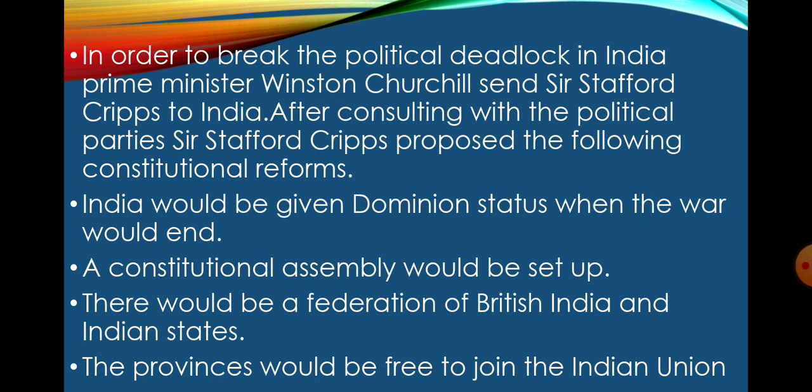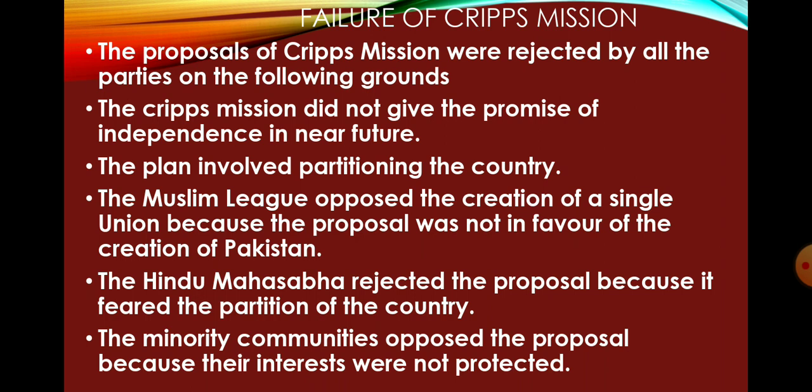The fourth promise: the provinces would be free to join the Indian Union. If the provinces are not ready to join the Indian Union, they can remain as independent states. These were four important proposals made by Sir Stafford Cripps. Then these promises were not acceptable for the Indian leaders. That is why the Cripps mission failed.